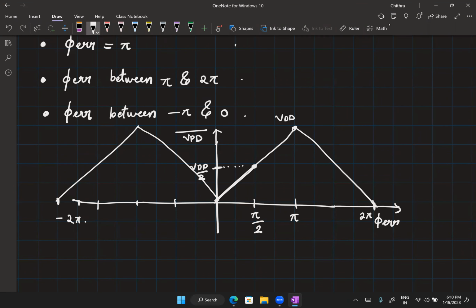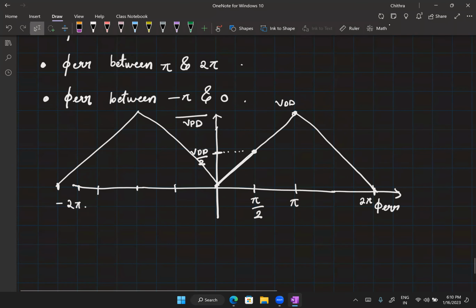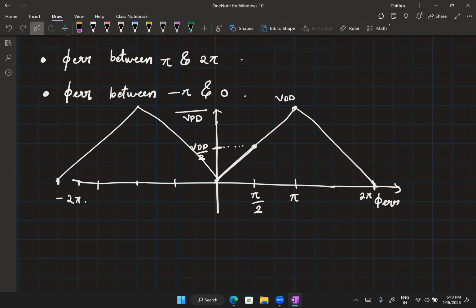Okay, good. So now tell me, what is my locking point? Patience. Okay, let's take the answer that this is my locking point. The reason why you said that is because the VPD average is 0. So now I again ask you, is this a good locking point?